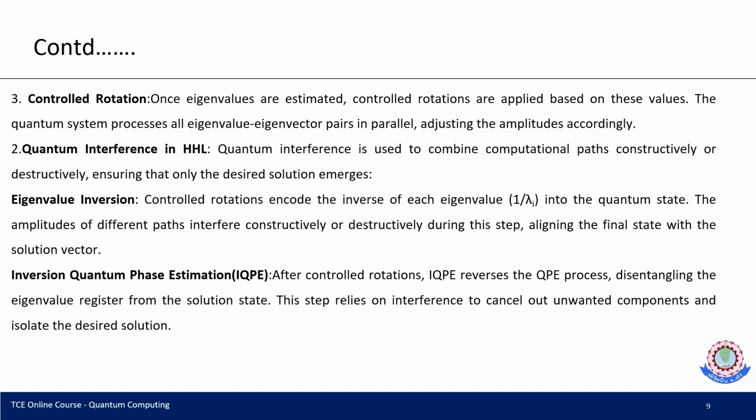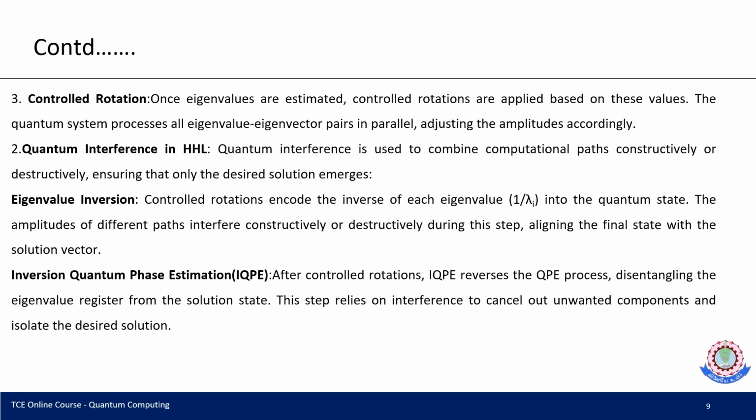The third is controlled rotation. Once eigenvalues are estimated, controlled rotations are applied based on these values. The quantum system processes all the eigenvalue and eigenvector pairs in a parallel manner. Next is quantum interference. Quantum interference is used to combine computational paths constructively and destructively.